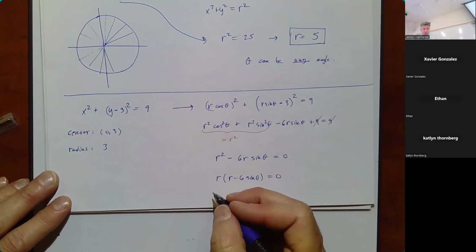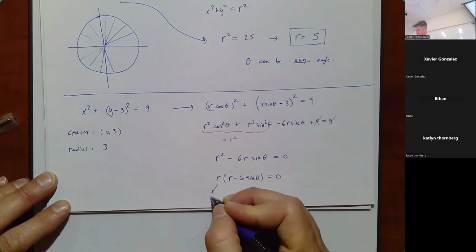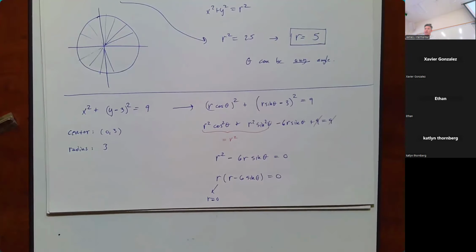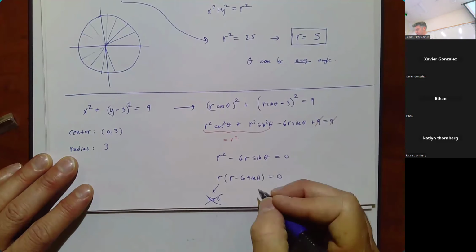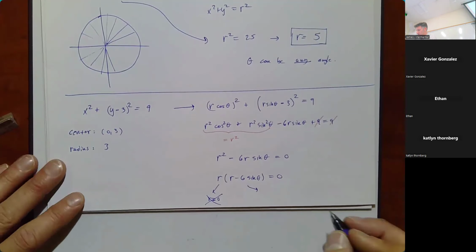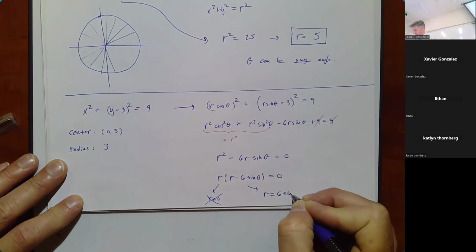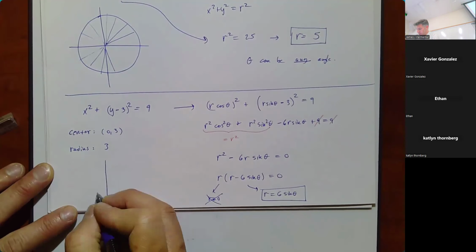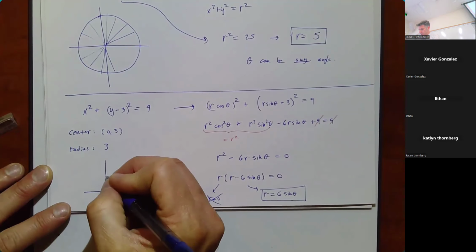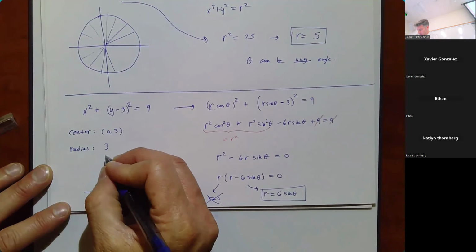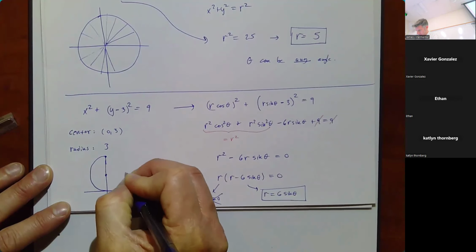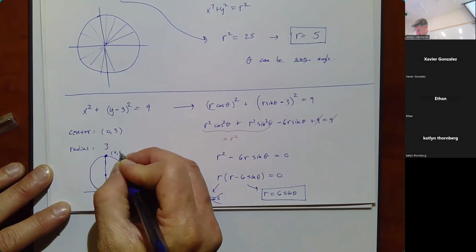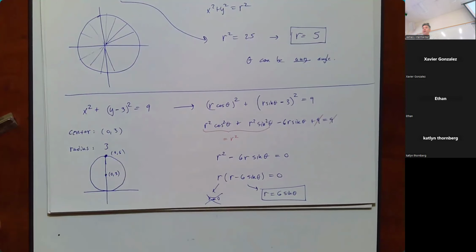So we either get r equal to 0, which is not really helpful, right? Sure, r equal to 0 is a point on this graph because the origin does happen to be a point on this graph. But the more useful piece is r minus 6 sine theta equal to 0, or r equal to 6 sine theta. So this circle centered at (0, 3) with a radius of 3 is given by the polar equation r equals 6 sine theta.